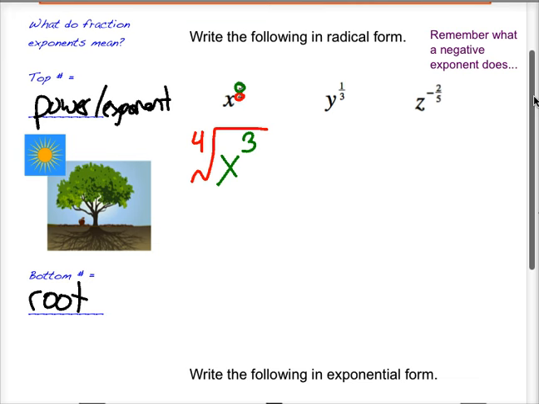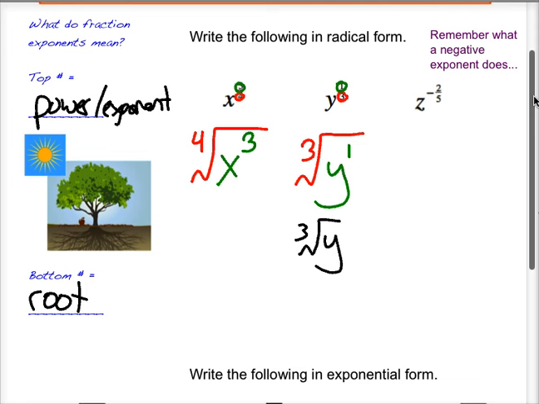So let's try it again. Again, the bottom is what creates your root. The top is what creates your power. Well, I don't ever actually have to show the 1. So whenever you have a 1 up there, it basically just makes a root. There is no exponent on whatever you're talking about.